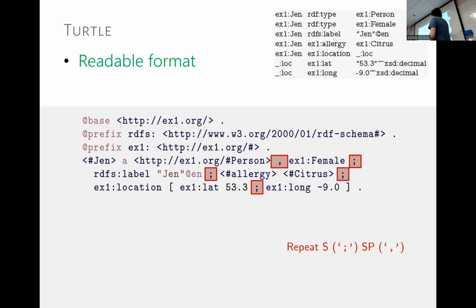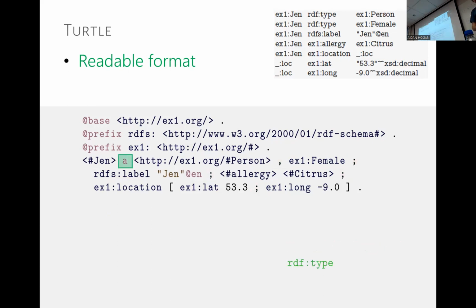Then we have a semicolon. This means to repeat only the subject. So this means just repeat Jen, not the property. Then we say Jen, rdfs:label, Jen. And this says repeat the subject, Jen, allergy, citrus, colon, Jen, location, and then we have some other stuff here. And this stuff we'll talk about in a second.